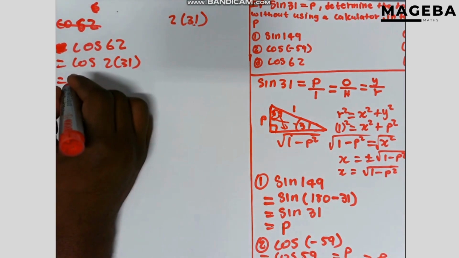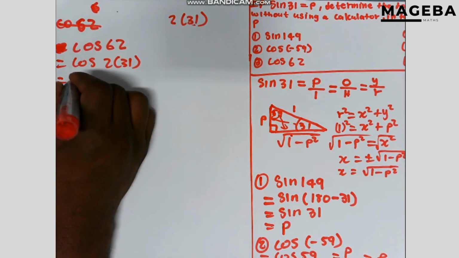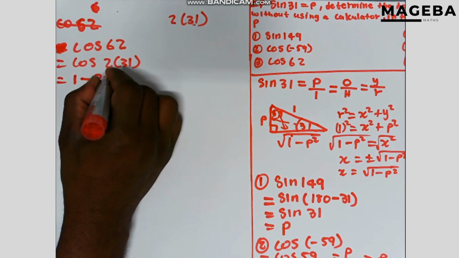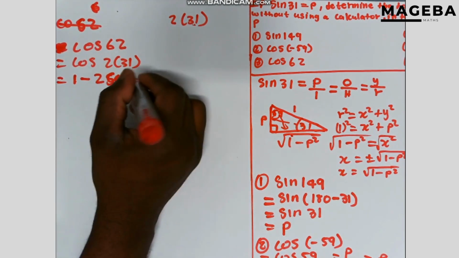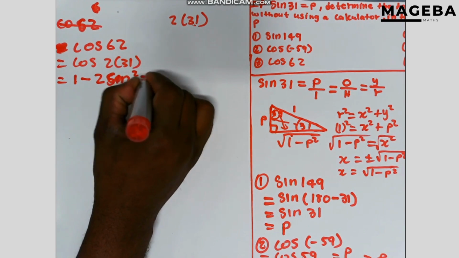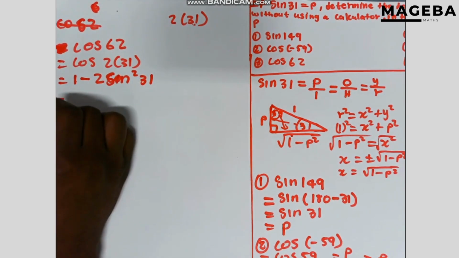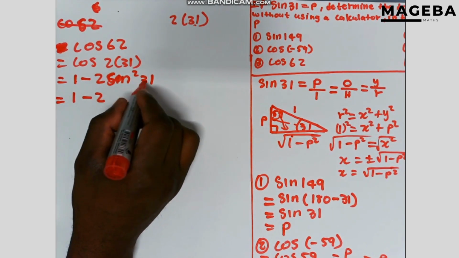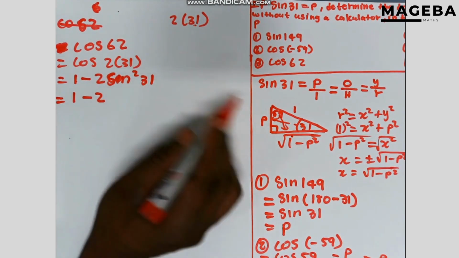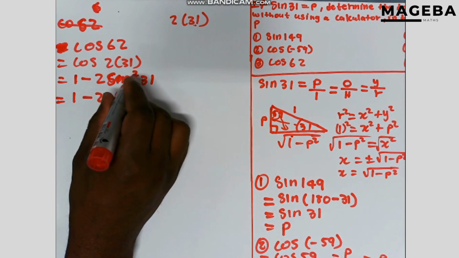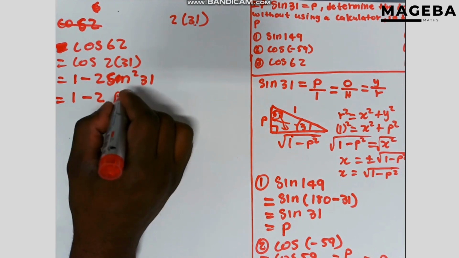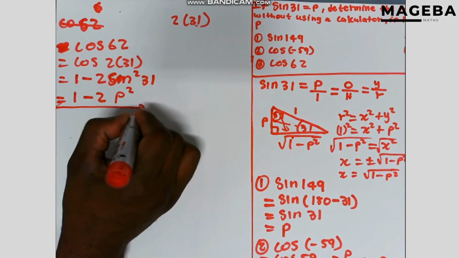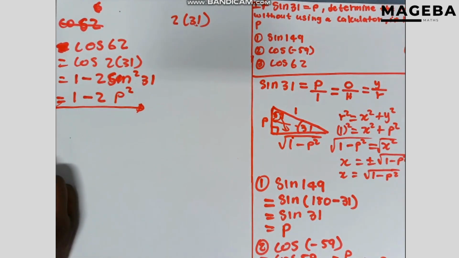For argument's sake, I'm just going to use this one, saying 1 minus 2 sine of what? Squared 31. And then after that, 1 minus 2 sine of 31. We do know that sine 31 is p, but now this sine 31 is squared, so it's going to be squared like this. Then this is our answer.